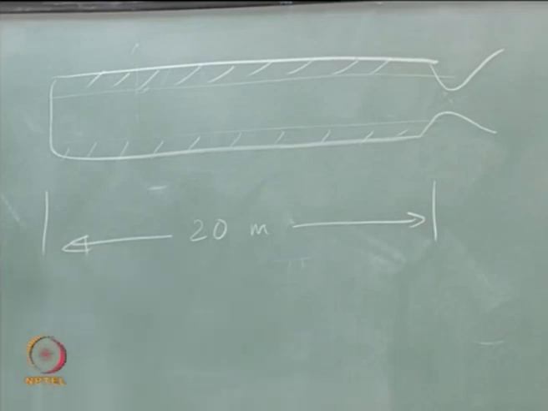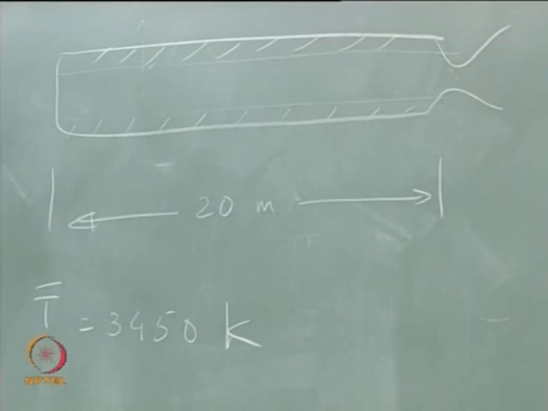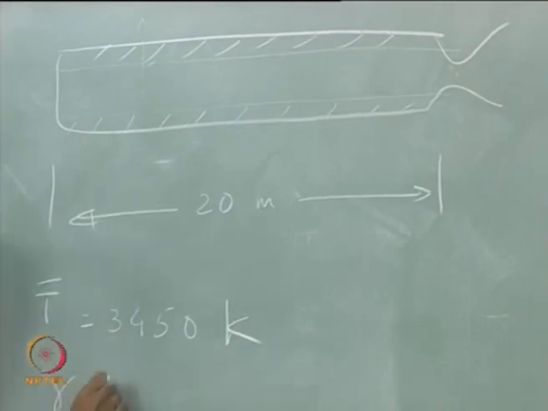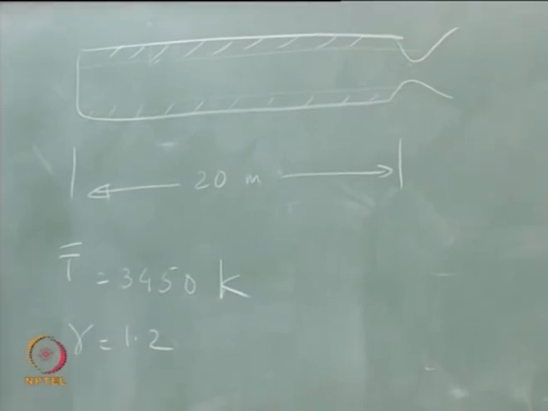And what would be the speed of sound? Temperature, what is the temperature? 3450 actually. T bar is almost constant in most of the tube, equal to 3450 Kelvin. I think 2500 would be the temperature you get if you burn methane or something, but this would be a much more energetic material. I think you can use gamma equal to 1.2. Anybody has a calculator? Can you find out what is the speed of sound?